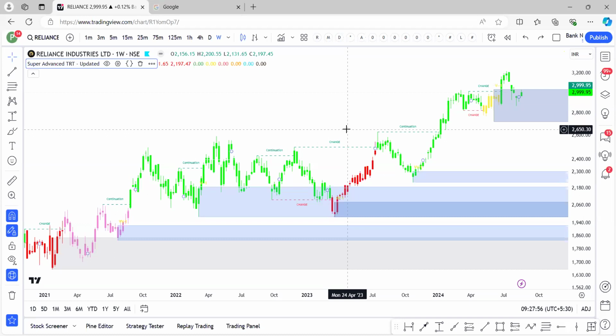We have some setups which we are going to discuss using this tool. So don't worry about it. And I hope this is clear how to add this to your chart. Is there any question related to this? Further questions?